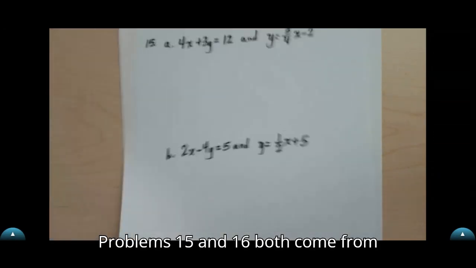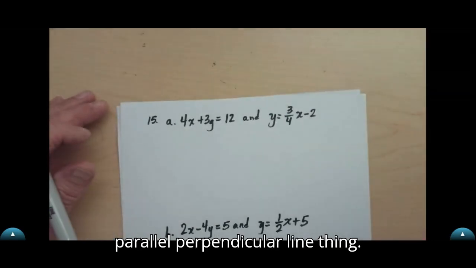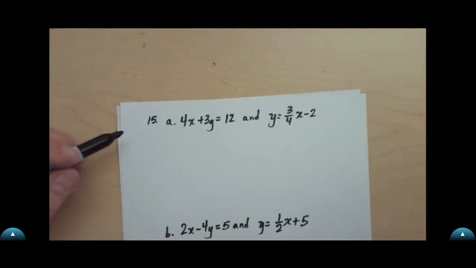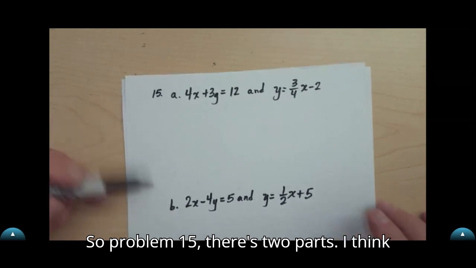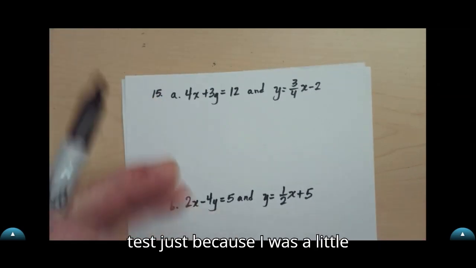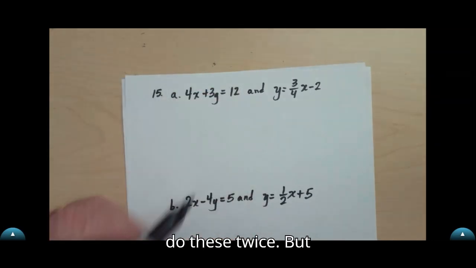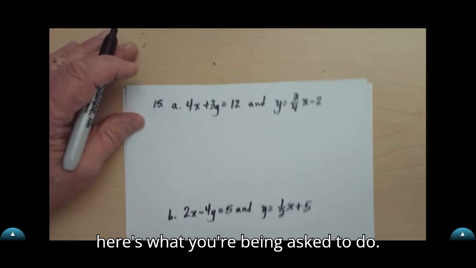Problems 15 and 16 both come from 2.4. That's the thing where you've got the parallel and perpendicular lines. So problem 15, there are two parts. I think there may only be one of these on the test, just because I was a little concerned about the length if I made you do these twice. But here's what you're being asked to do.